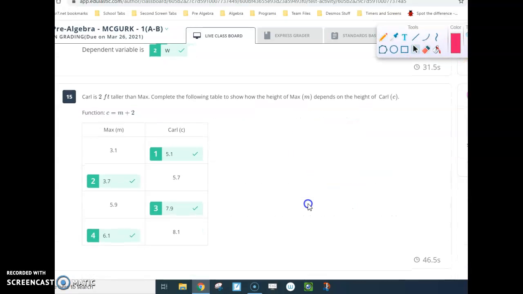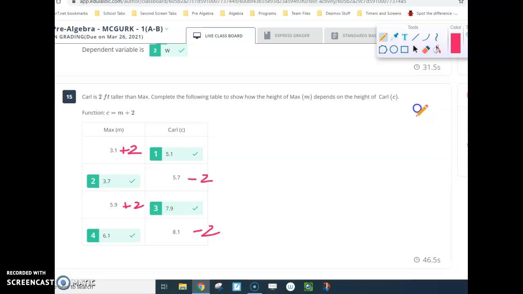All right, and then number 15. Carl is 2 feet taller than Max. And so Carl's height is represented by this function or equation, and it's equal to Max's height plus 2. So if I know Max's height, I can just add 2 to get Carl's height. And that happens in the first line and the third line. If I know Carl's height and I'm trying to find Max's height, then I would just subtract 2 from Carl's, because remember, he's 2 feet taller, and then I would get Max's height.